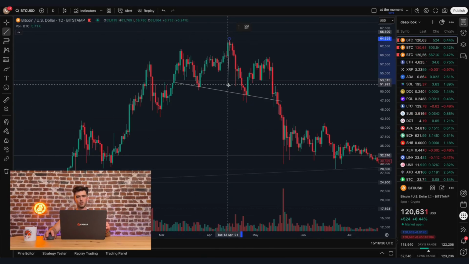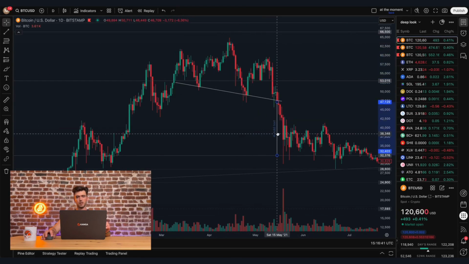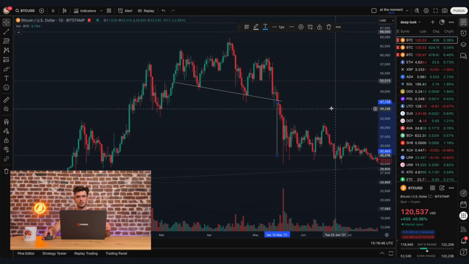You just need to draw a line at the height of the head, check how high it is, and transfer it exactly to the breakout point. And we have the minimum range of the price drop that can be achieved in this case.